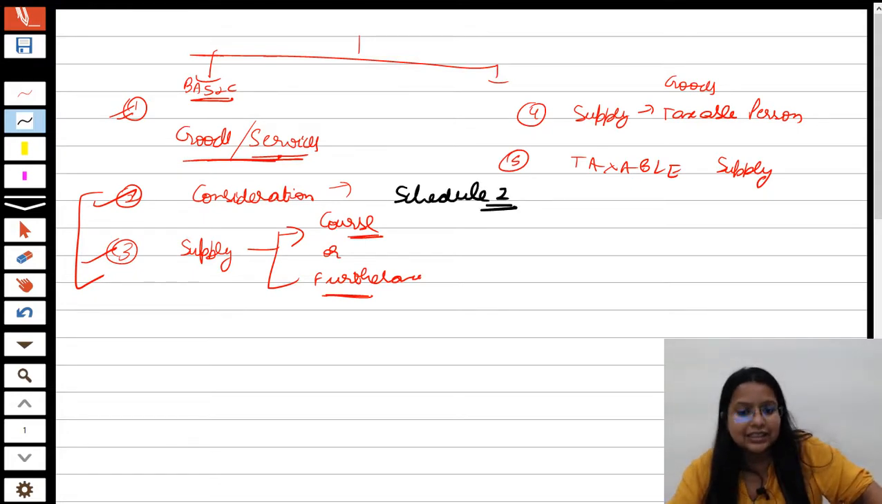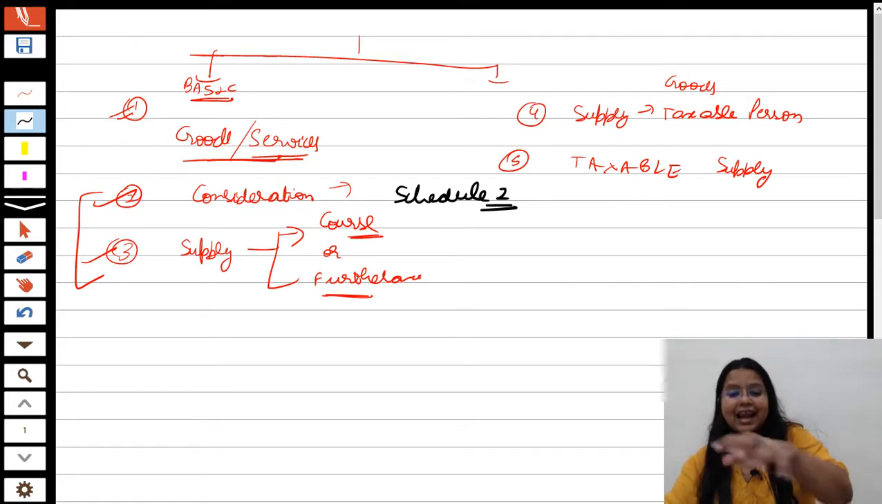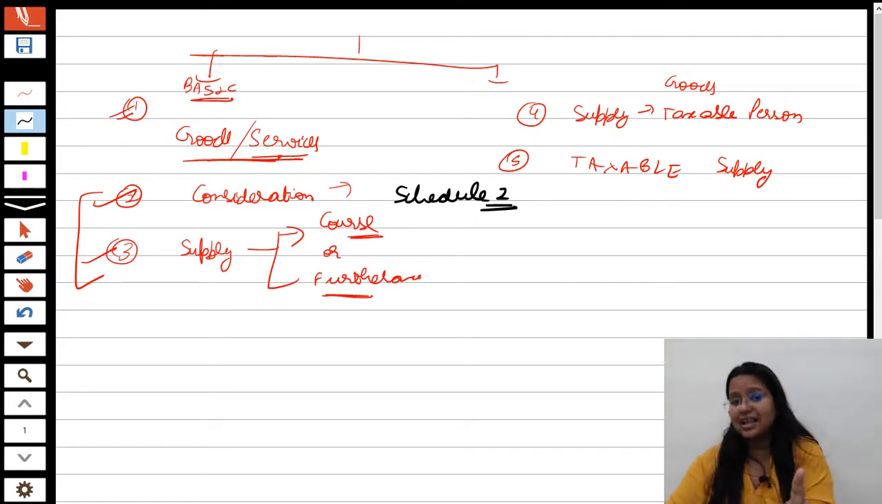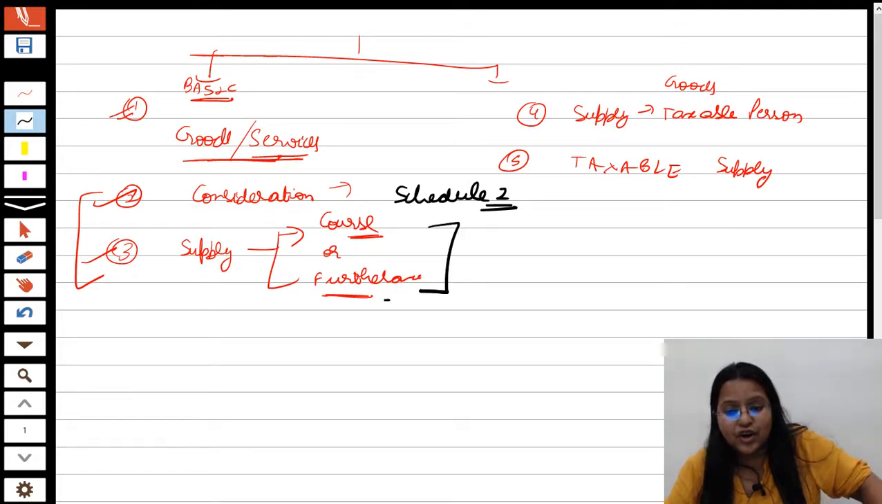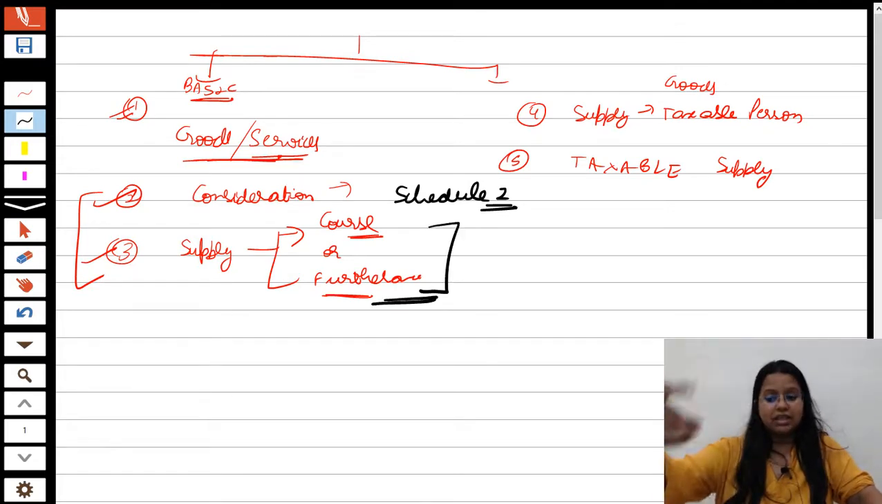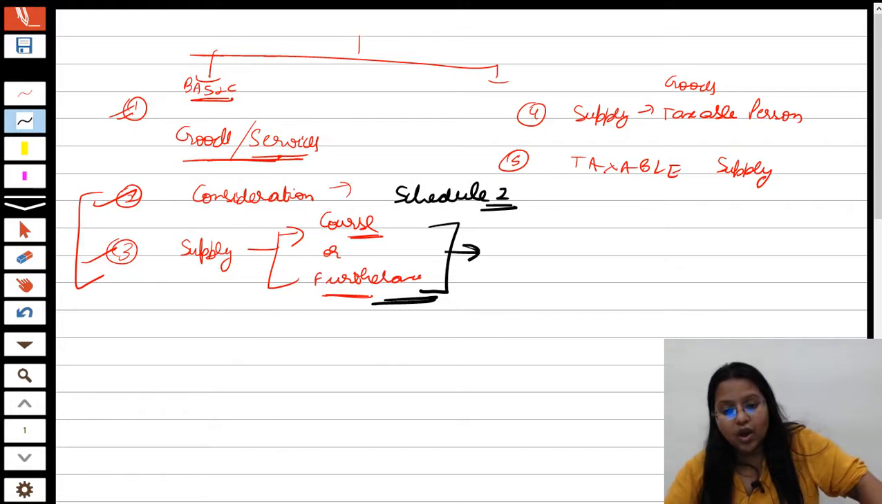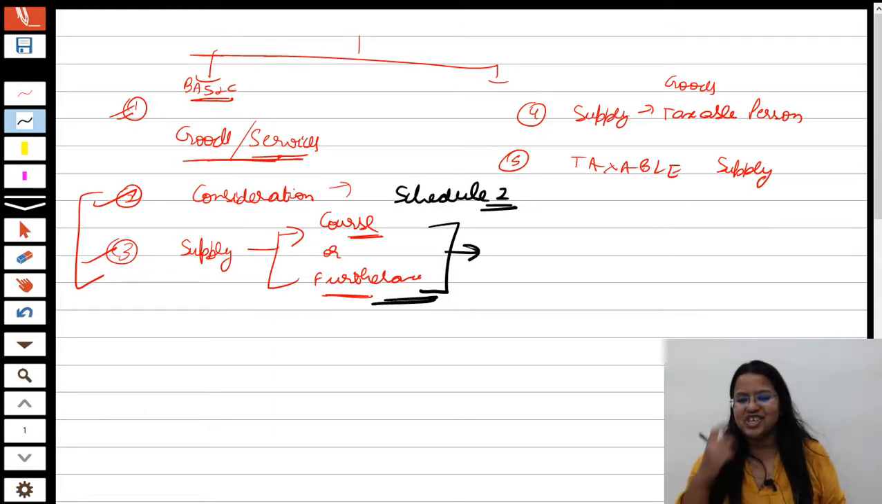Now the next thing is supply must be made in the course or furtherance of business. But there is a single exception to this point: if goods are not provided in the course or furtherance of business, still those goods are known as supply under GST. We will talk about it, for sure.